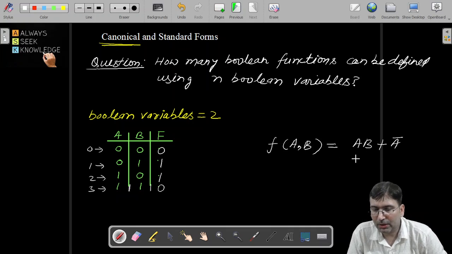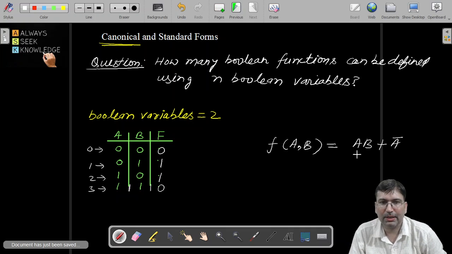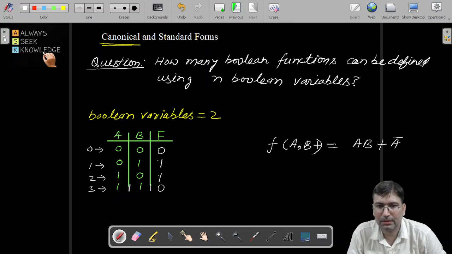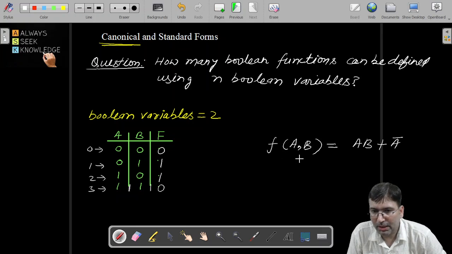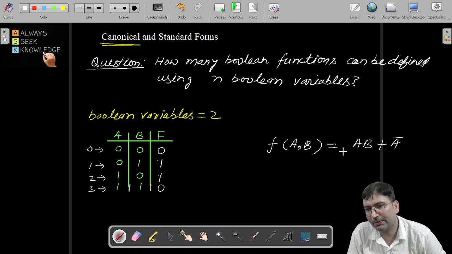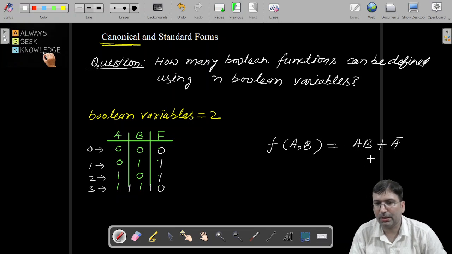Now, whether this is in canonical form, what is the restriction? Every term must have all the Boolean variables over which the function is defined. So if the function is defined over two Boolean variables a and b, in every term a and b must be present either in the positive way or in complemented manner, right? So this is okay, but here it is not okay. So this is not in the canonical form, as of now.